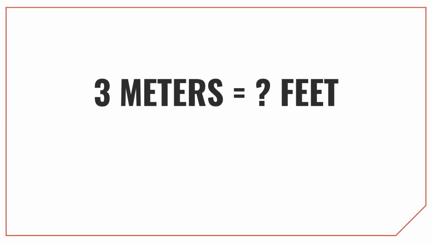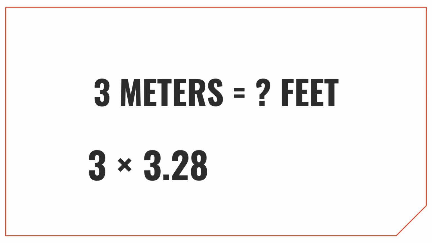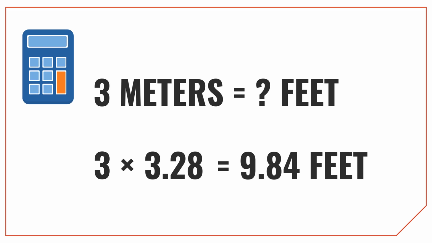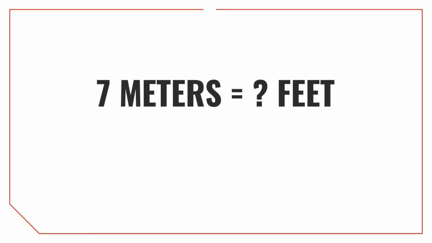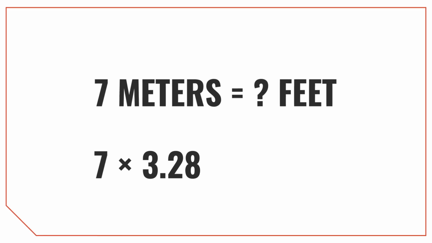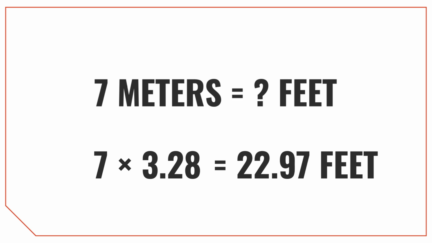Let's look at how to convert 3 meters to feet. To get the answer, multiply the length in meters by 3.28. So 3 meters times 3.28 is equal to 9.84 feet. Feel free to grab a calculator for these conversions. Let's try another example and convert 7 meters into feet. Just like before, multiply the meter measurement by 3.28. 7 times 3.28 is 22.97, so 7 meters is equal to 22.97 feet.